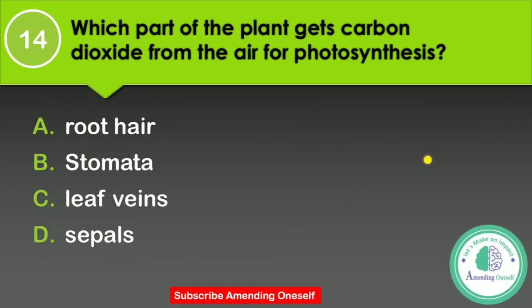Question number 14. Which part of the plant gets carbon dioxide from the air for photosynthesis? I repeat the question. Which part of the plant gets carbon dioxide from the air for photosynthesis? Option A, root hair. Option B, stomata. Option C, leaf vein. Or option D, sepals.